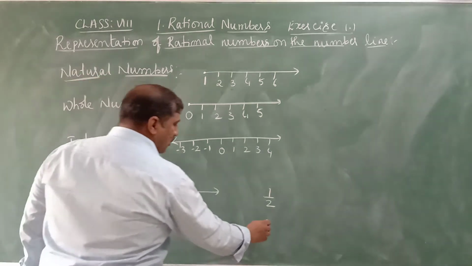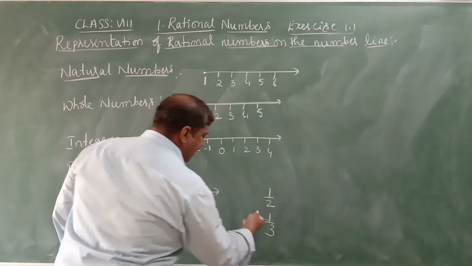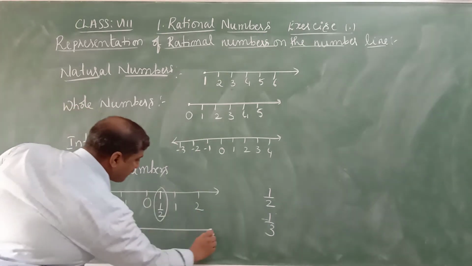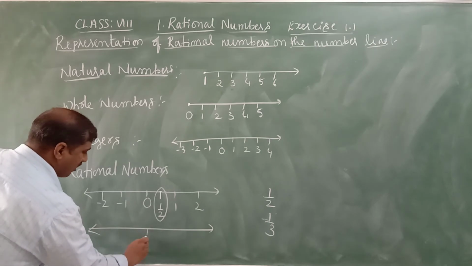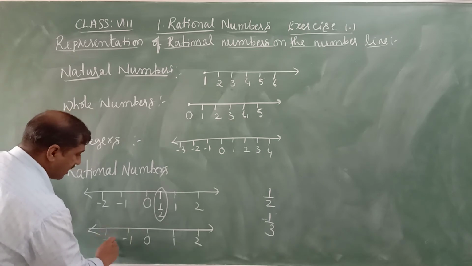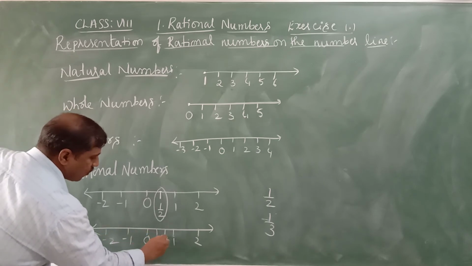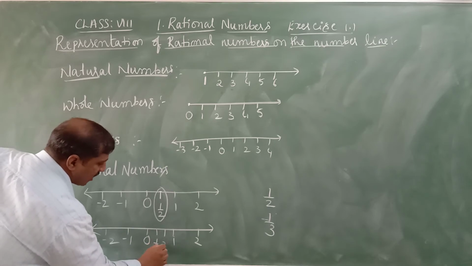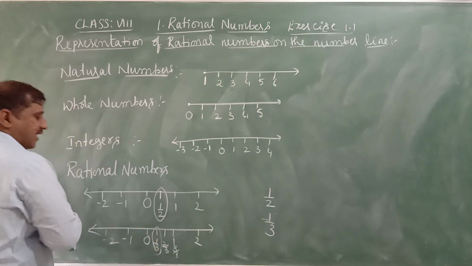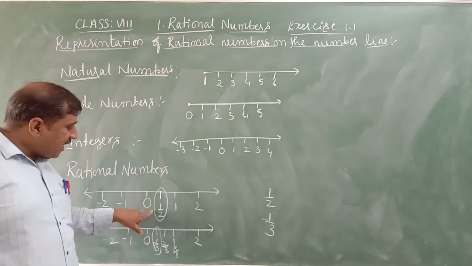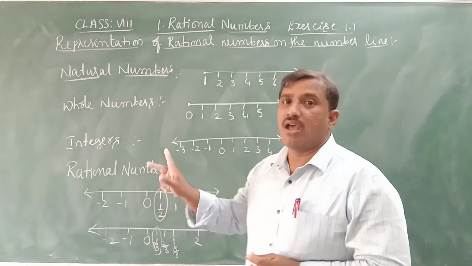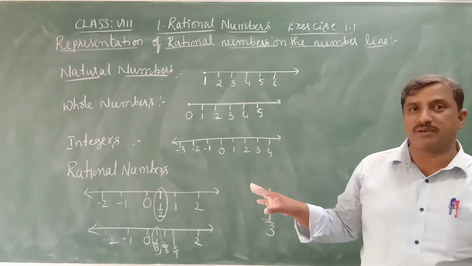For example, if you want to represent 1 by 3, then divide the space between 0 and 1 into three equal parts. This will give you 1 by 3 and this is 2 by 3. This is 3 by 3, which means it is 1. So between 0 and 1, we have 1 by 2 and 1 by 3. Like this, we can find infinite rational numbers between any two rational numbers.